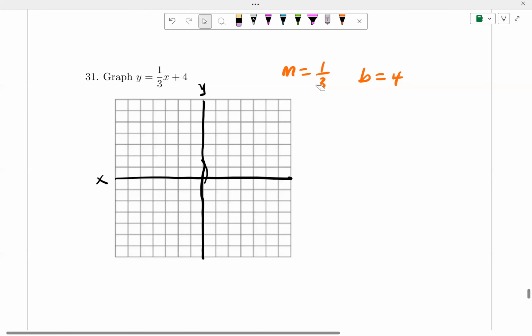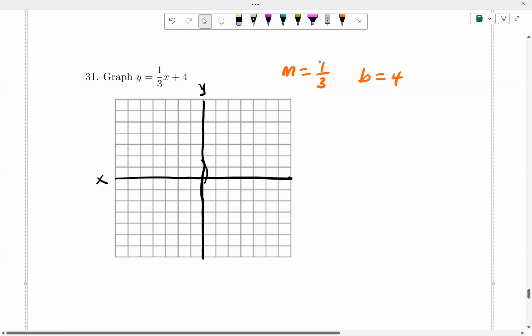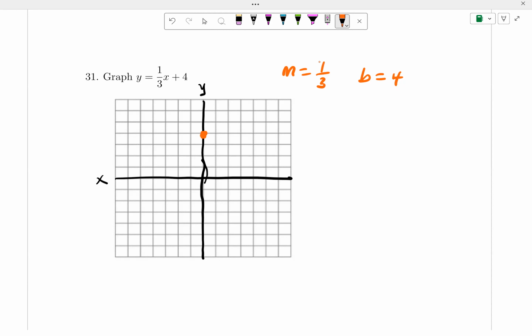Remember, this y-intercept is your starting point. It's where the graph crosses the y-axis. So I'll put the first dot where y equals 4 right there. And then I use the slope to guide me where to put the next point. Remember, the slope is 1/3. Rise 1, run 3. From there, I'm going to go up 1 and over 3.